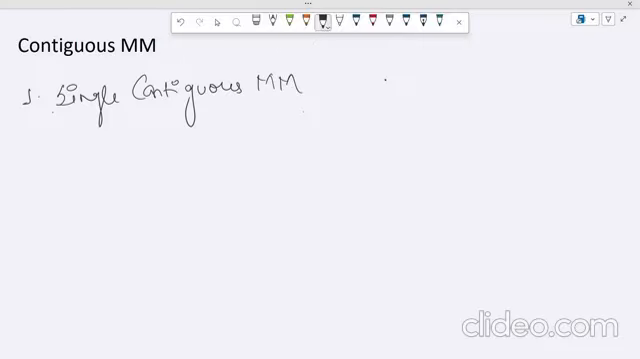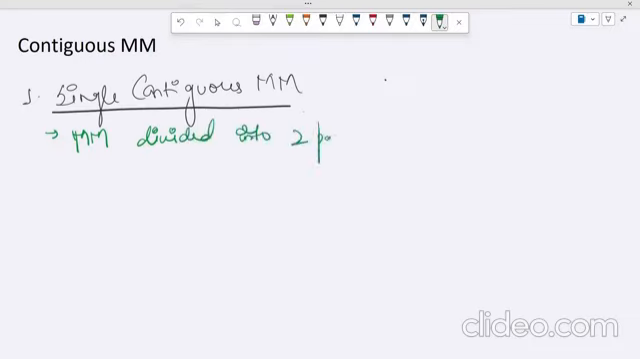Now, this type of memory management was used in computers in the old days. Means, in a previous generation, computer systems basically worked on single contiguous memory management. In this system, the main memory is divided into two parts, and these parts are equal. Two equal parts, and in one part the operating system is there.